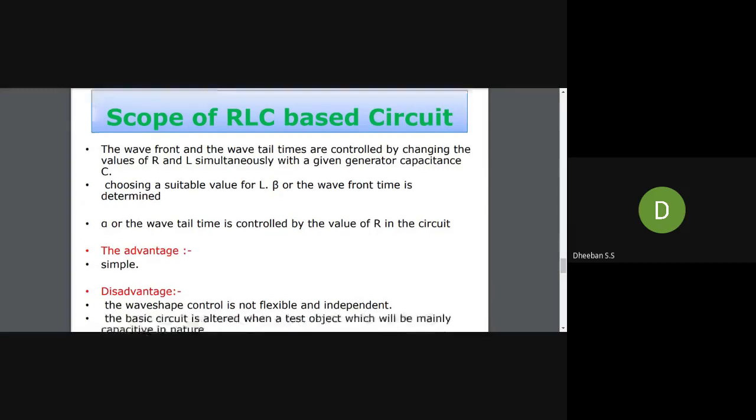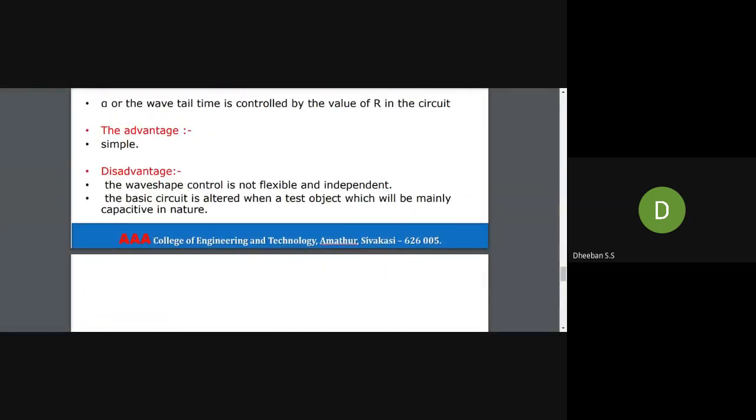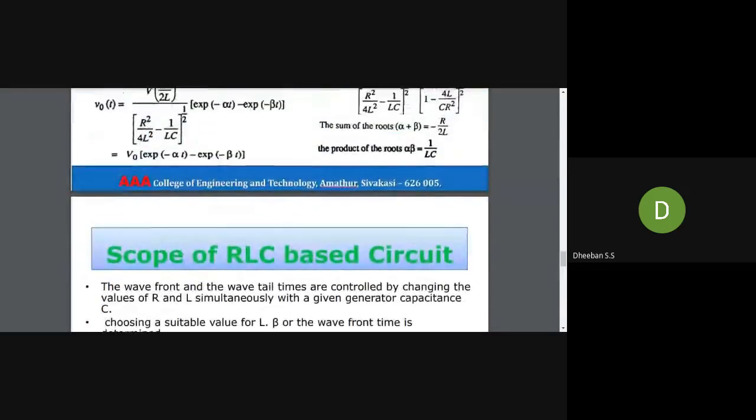The main advantage is that the circuit is very simple. The disadvantage is that the wave control is not flexible, or the wave control is not independent. With this, your impulse current generation is getting over.